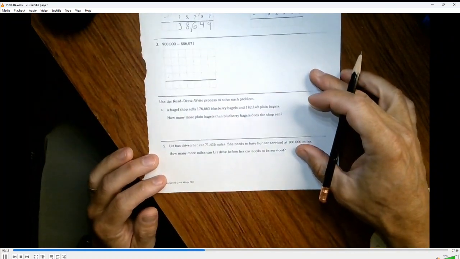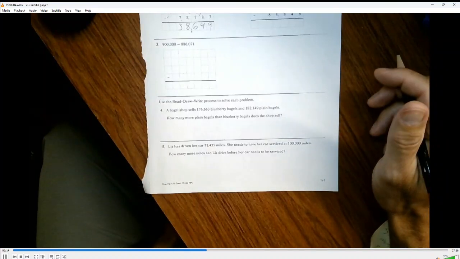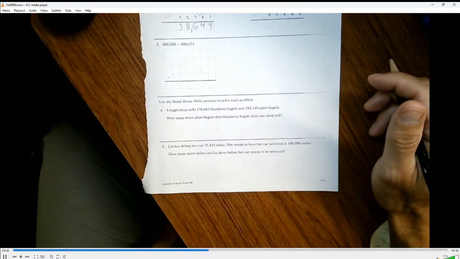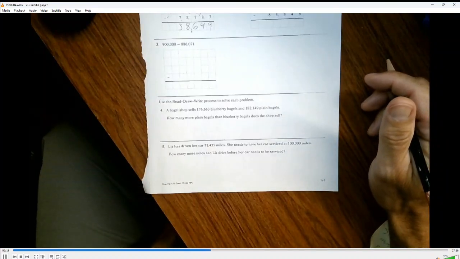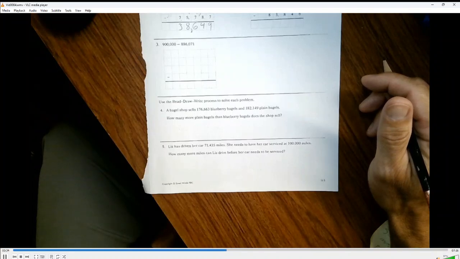If we go down, look at number 4 and help out real quick. It says use the read, draw, write process to solve each problem. That means solve it however you can. A bagel shop sells 176,663 blueberry bagels and 182,149 plain bagels. How many more plain bagels than blueberry bagels does the shop sell?